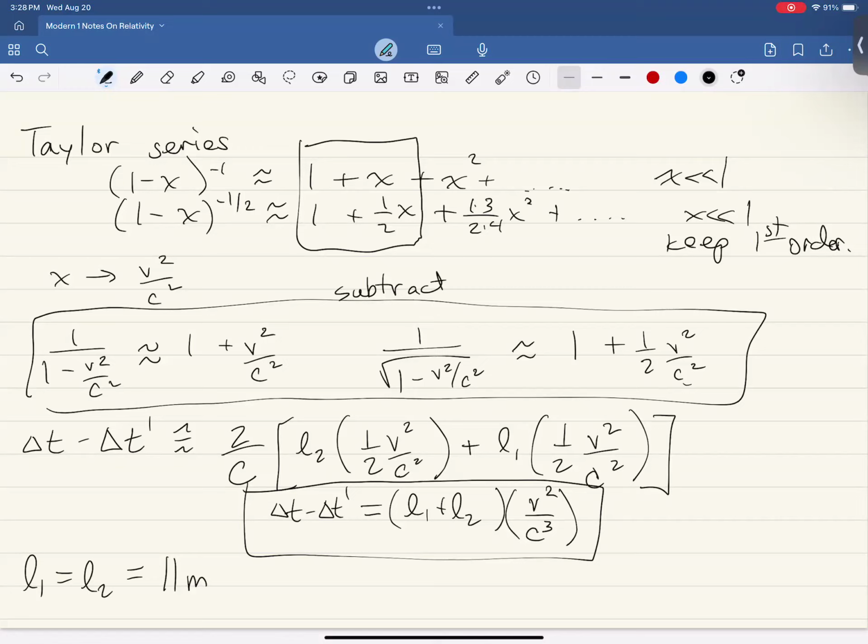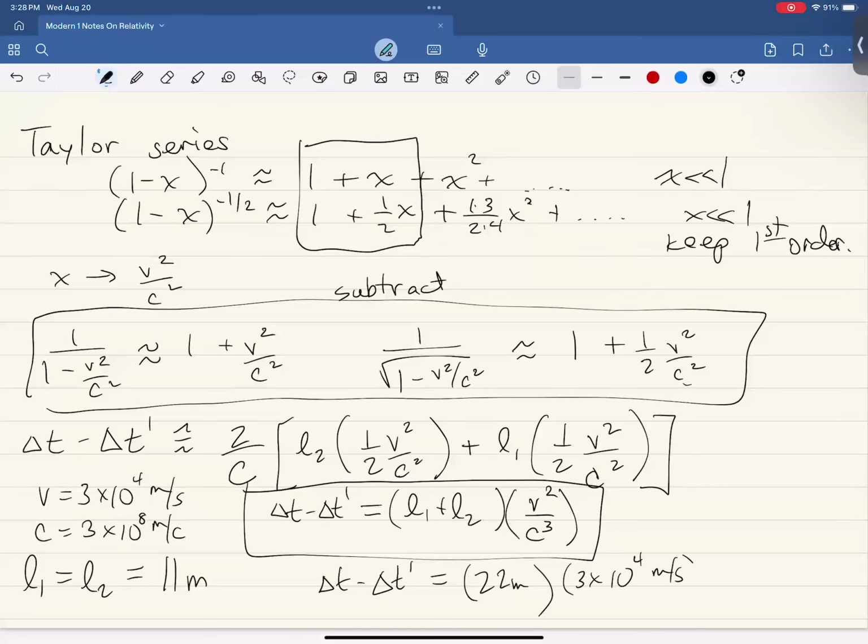So let's plug in for that. v is equal to 3 times 10 to the 4th meters per second, c is equal to 3 times 10 to the 8th meters per second, and 11 meters, and figure out what delta t minus delta t prime would be. That's going to be 22 meters times 3 times 10 to the 4th meters per second quantity squared over 3 times 10 to the 8th meters per second quantity cubed. And that gives me 7.3 times 10 to the minus 16 seconds.